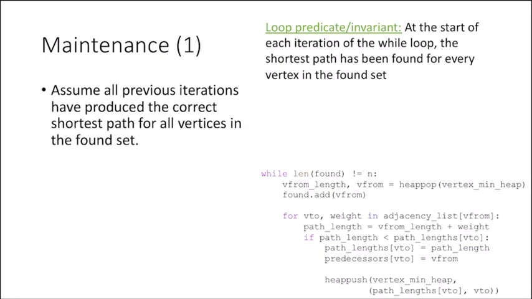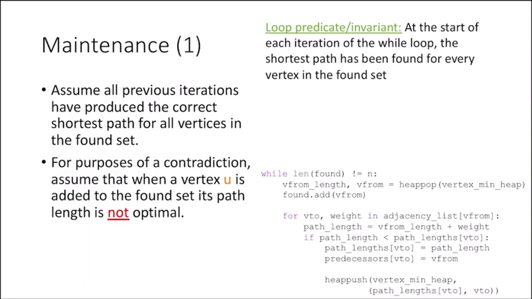For maintenance, we have to start by assuming that all previous iterations have produced the correct shortest path for all vertices in the found set. That's the baseline you always start with: let's assume that previous iterations worked. Don't forget that a loop invariant sounds a little bit different and it's for a loop, but it really does much more resemble a proof by induction than anything else.